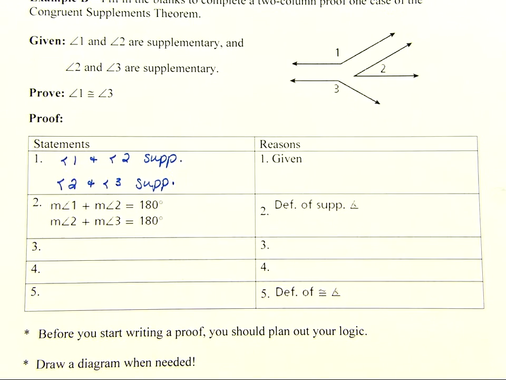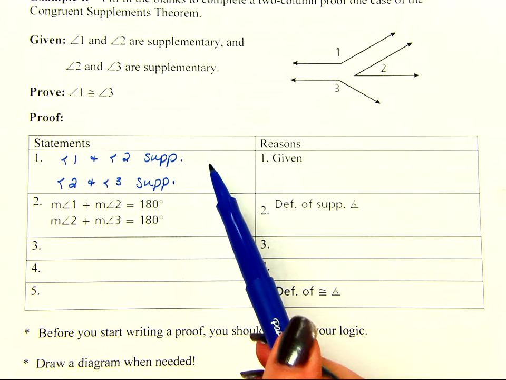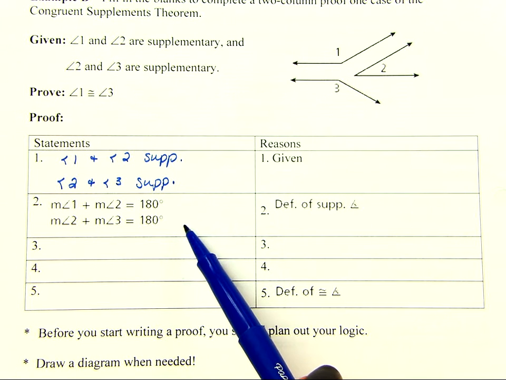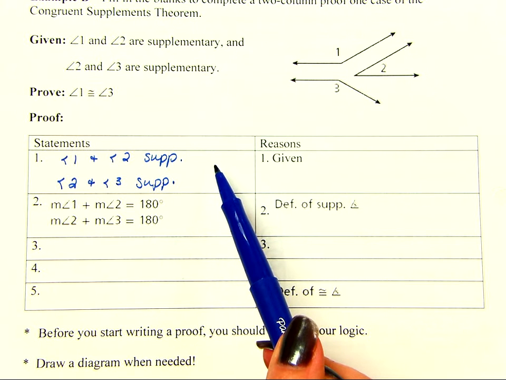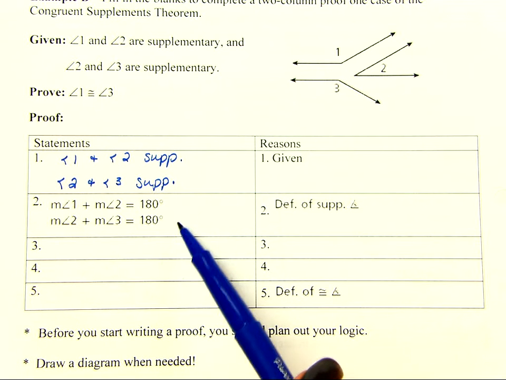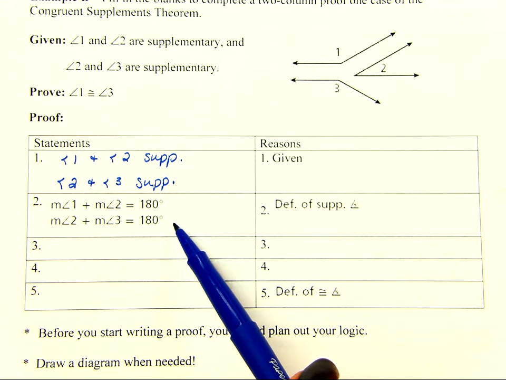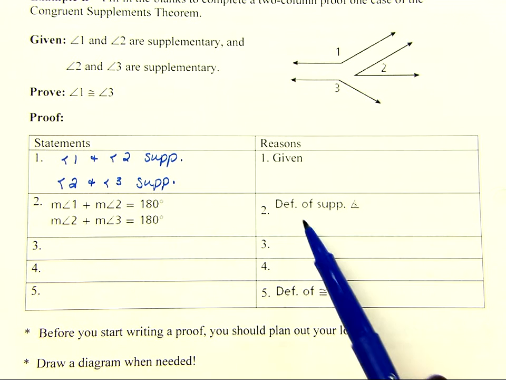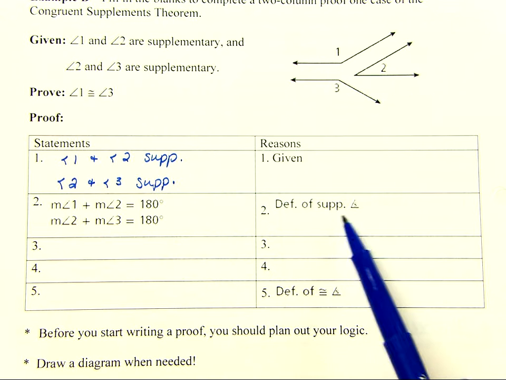As I look at my steps here, my statements, going from 1 to 2, does it make sense that angle 1 and angle 2 are supplementary? Then we can say, well, that would mean that their measures add to 180. Similarly, if 2 and 3 are supplementary, their measures add to 180. Again, by saying they equal 180, that is the definition of supplementary angles.